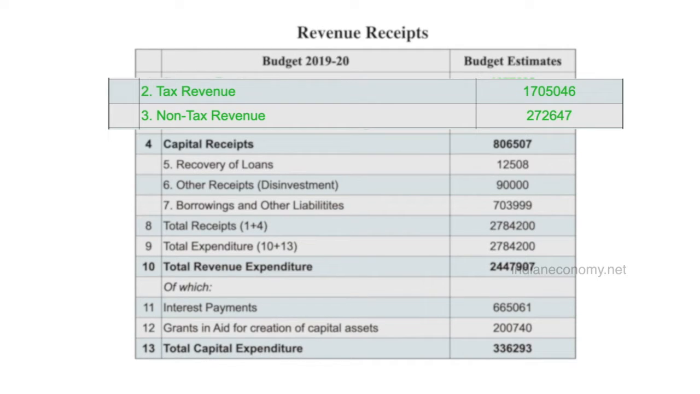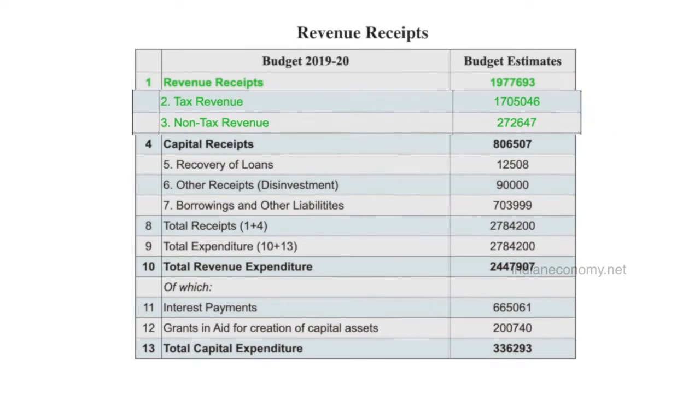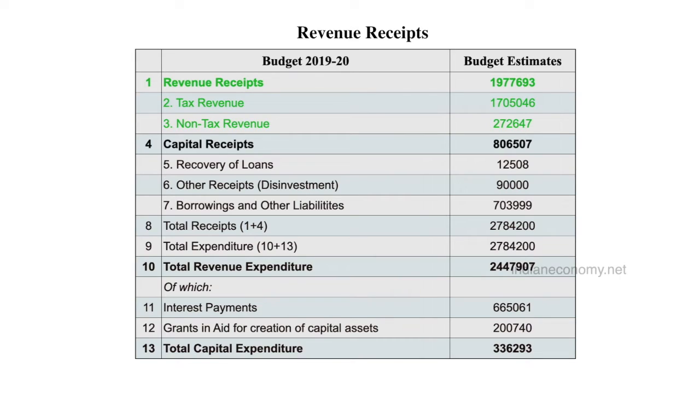You can see the amount of taxes that the government is going to get for 2019-20. That is around 17 lakh crores rupees. Remember, the total tax revenue for the government for 2019-20 is estimated to be around 17 lakh crores rupees out of a total receipts of 27.8 lakh crores rupees. That is the status or the contribution of tax revenue to government's total receipts.